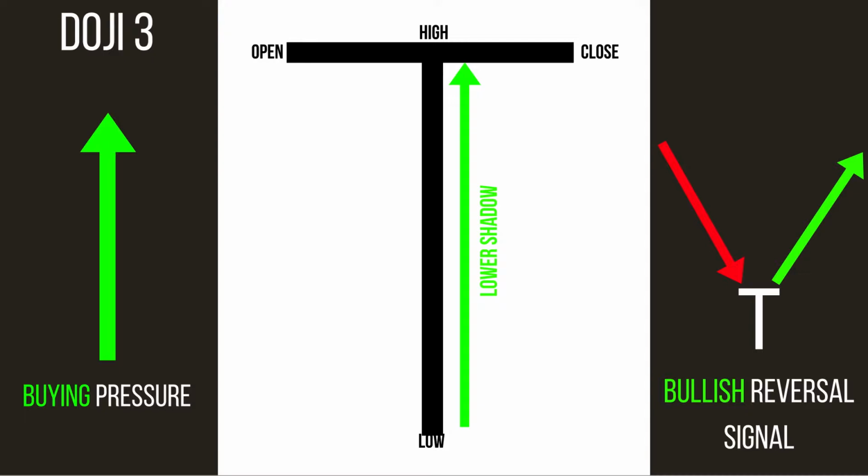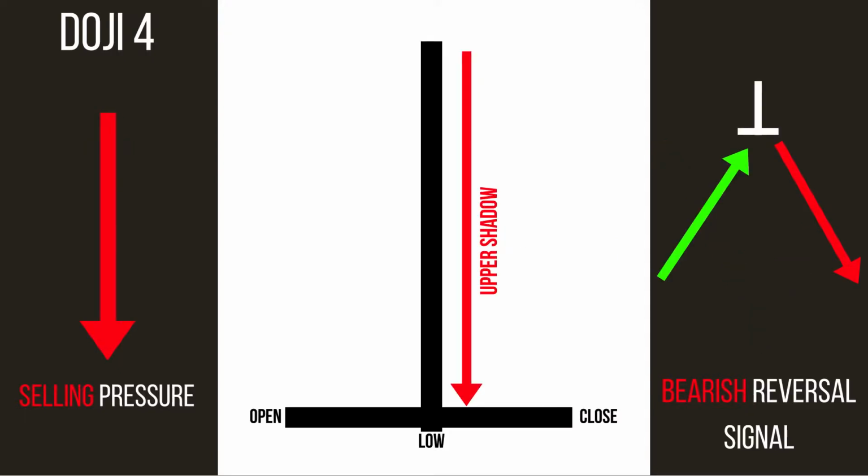As you can see, it has no body and no upper shadow, only a lower shadow, which is a sign of bullish strength. Dragonfly dojis indicate potential trend reversal, because when they're found in a downtrend, they show that the lower prices were rejected and the bulls are able to regain some control and close the market level with the open. Finally, we have number 4, which is the gravestone doji.